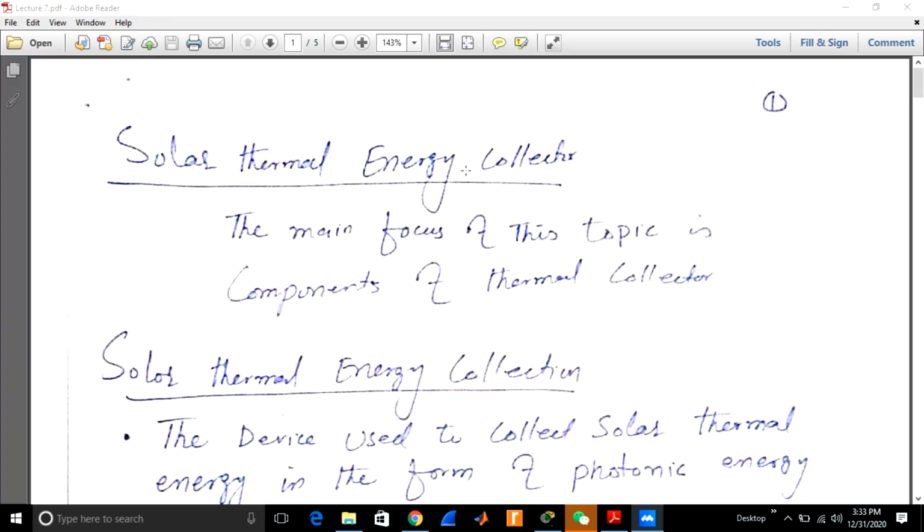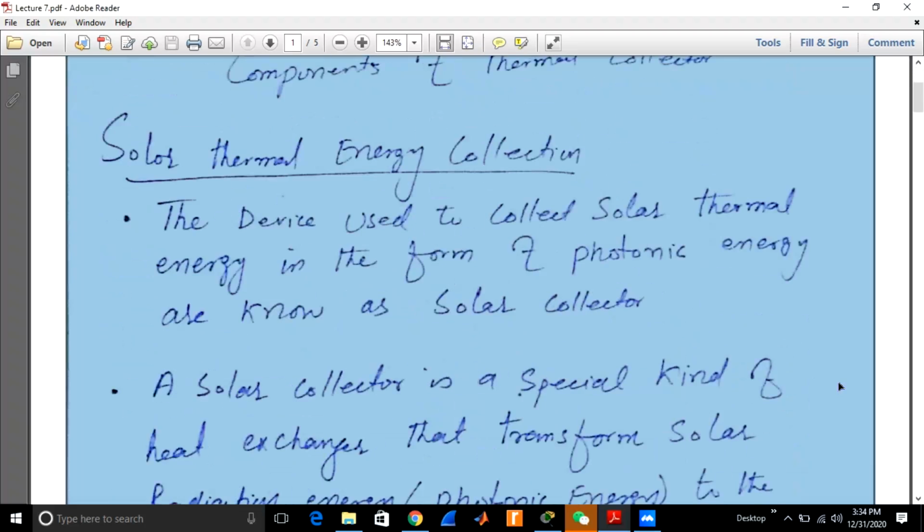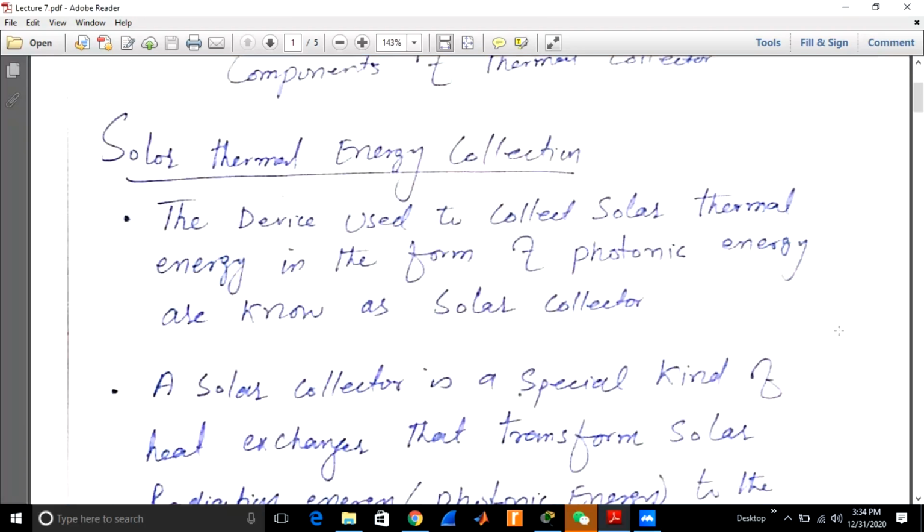In this lecture on the thermal energy collector, we will focus on the main components of a thermal collector, and the definition of a solar thermal collector. The solar thermal collector is a device which is used to collect the solar thermal energy in the form of photonic energy, and this device is known as a solar collector.